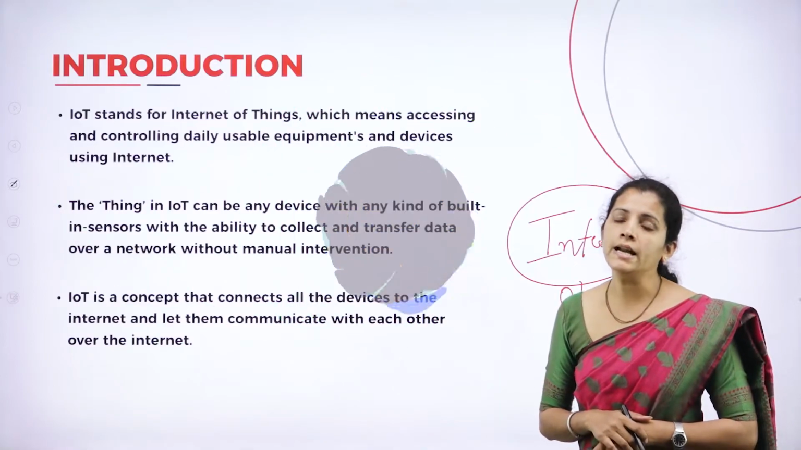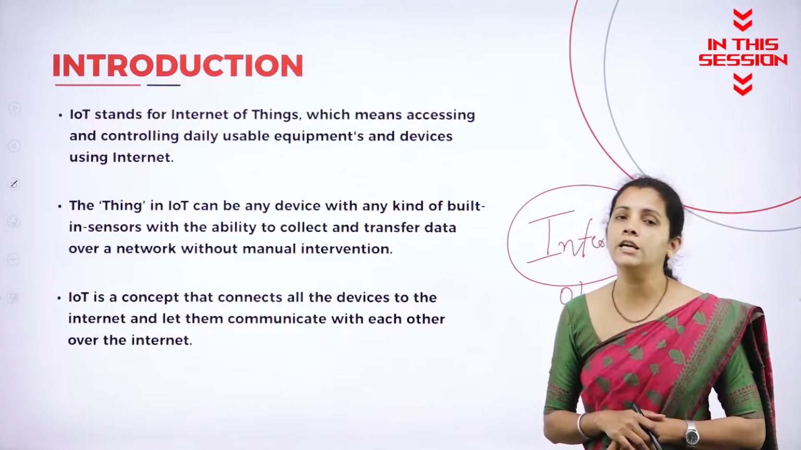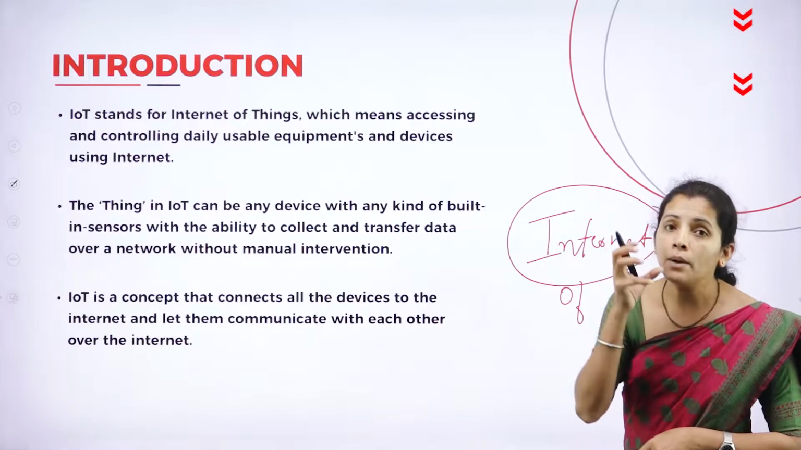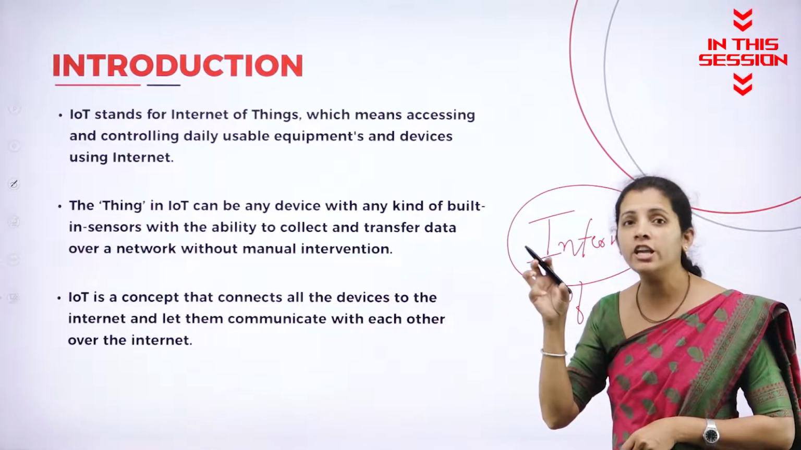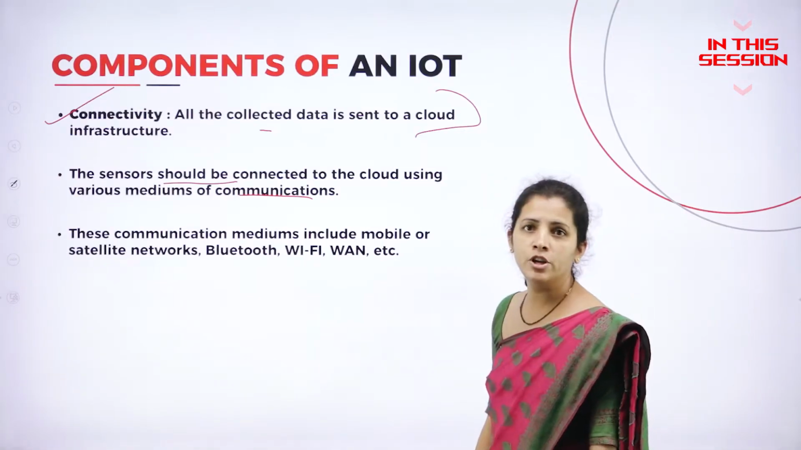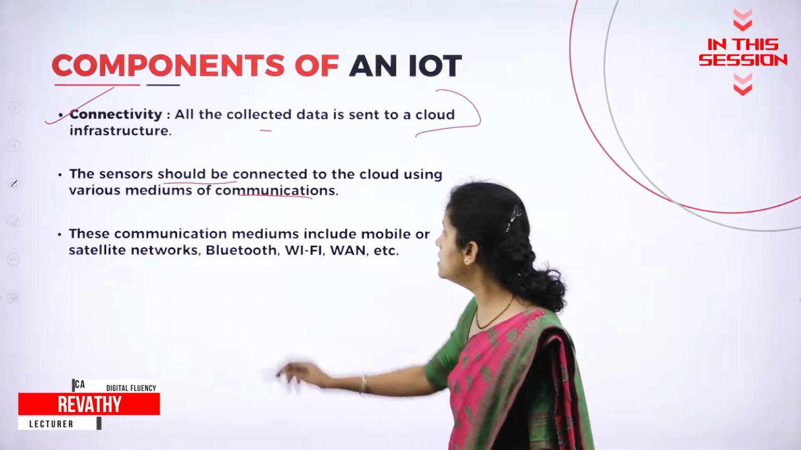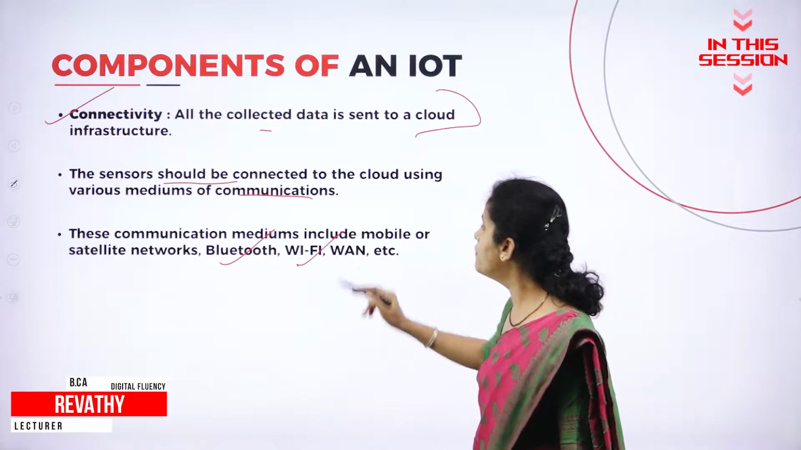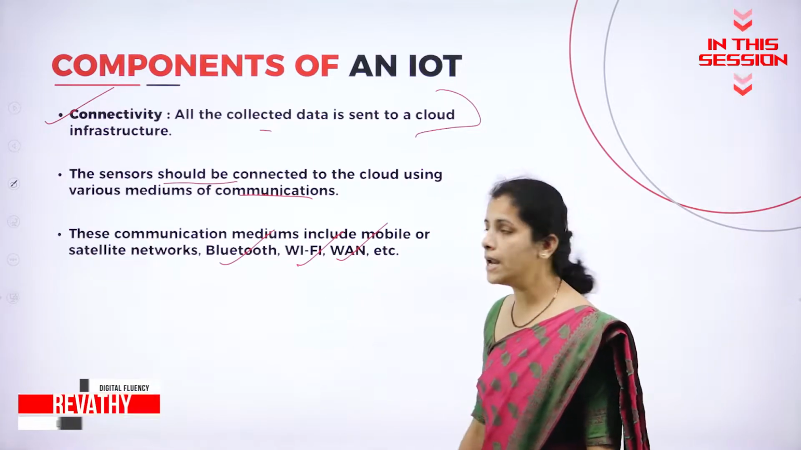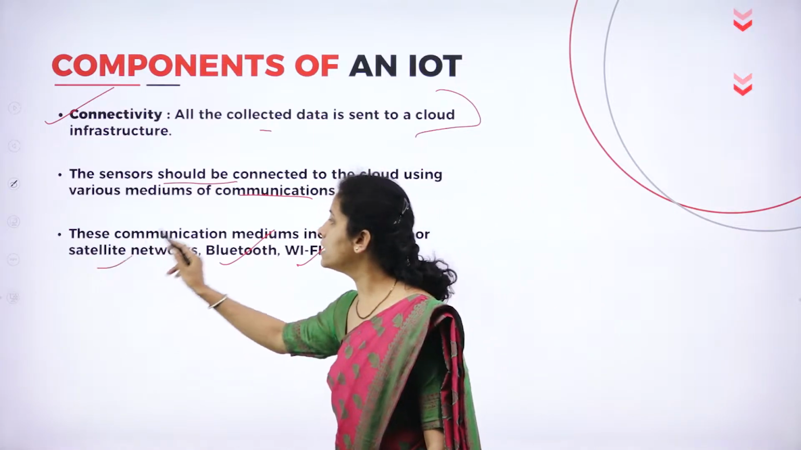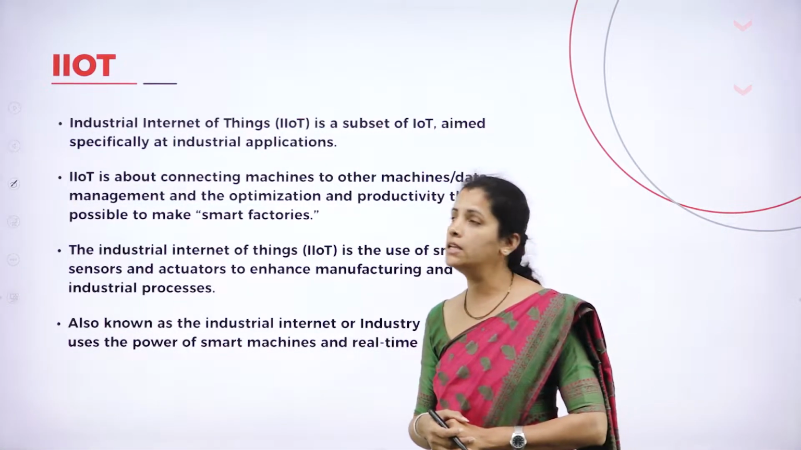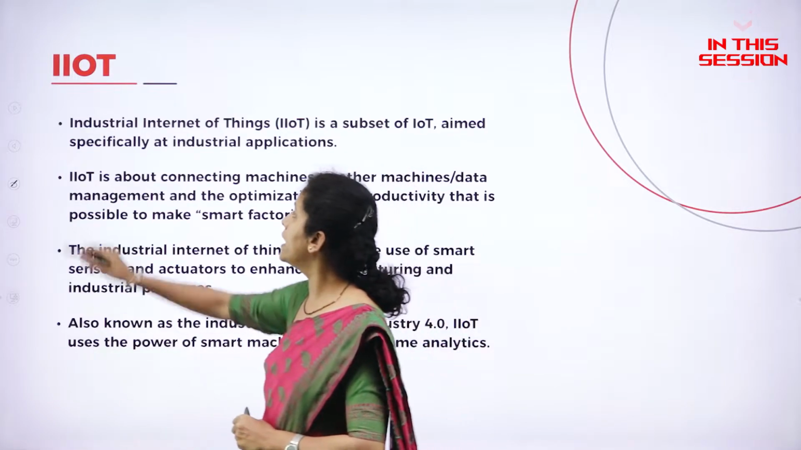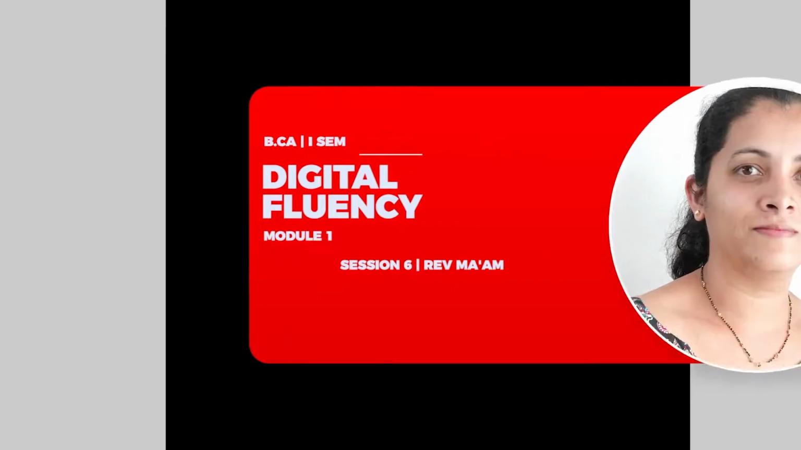What is internet? That is nothing but the interconnection between computer devices to share the data and communicate with each other. These communication media are either Bluetooth, Wi-Fi, wide area network or satellite network. What is IIoT? That's nothing but Industrial Internet of Things.